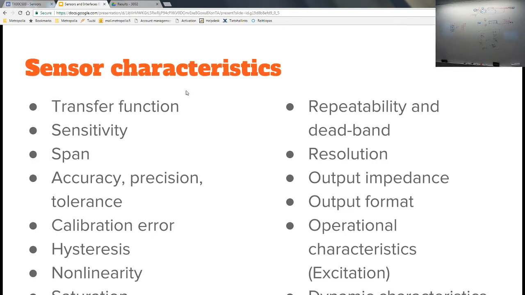Okay, then electric properties like output impedance, that's basically part of the transfer function, well, output format, operational characteristics, and dynamic characteristics, that kind of thing. So those are basically the sensor characterization. And if you take any sensor, there are also plenty of other things that have been measured from the sensor.